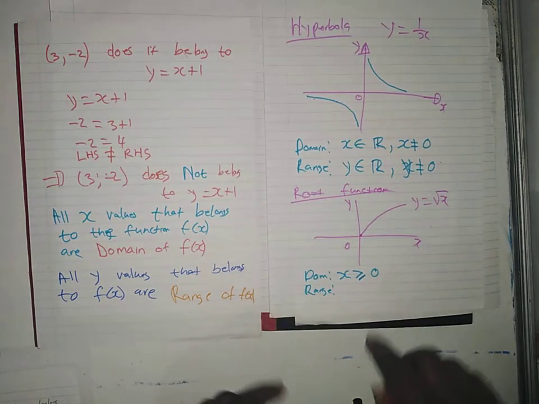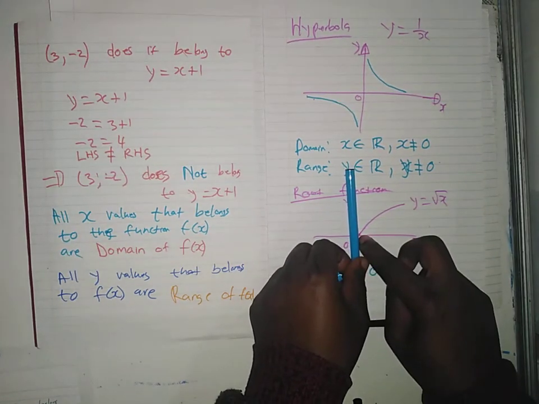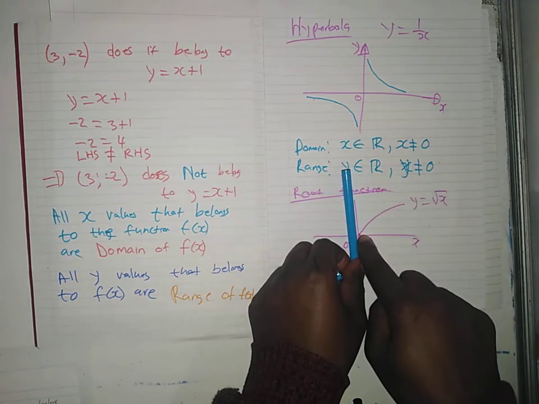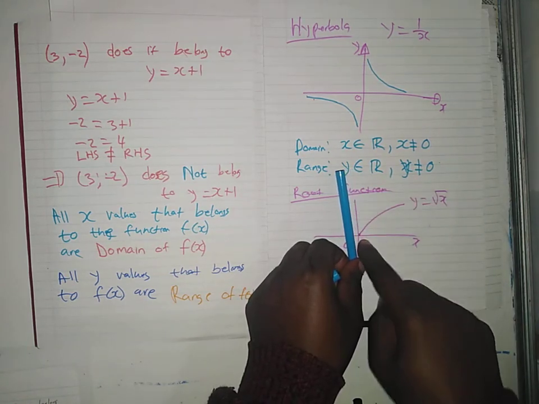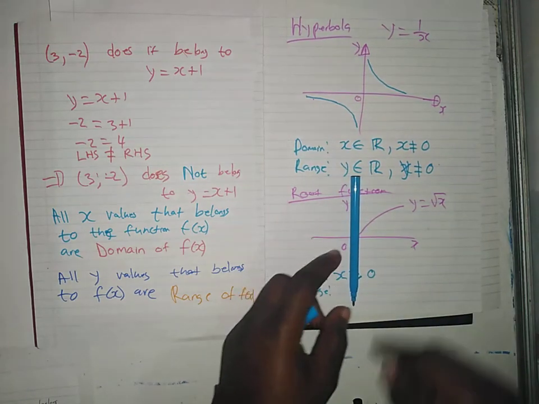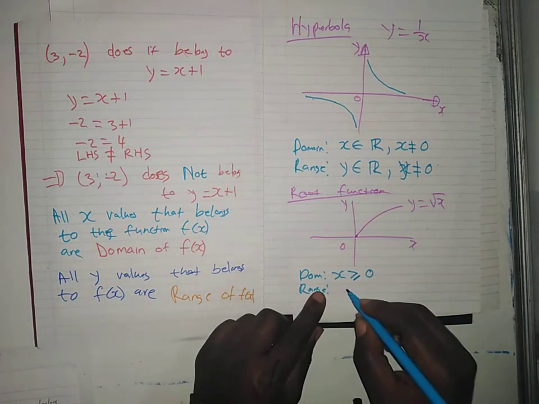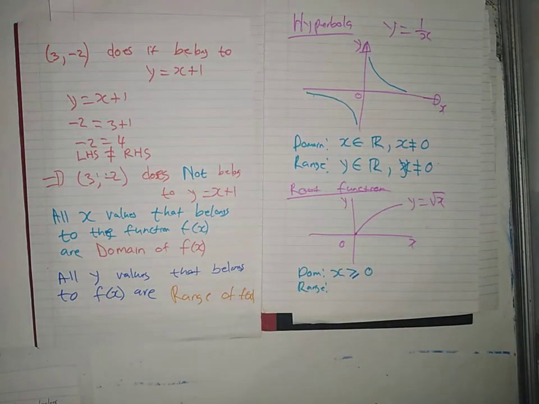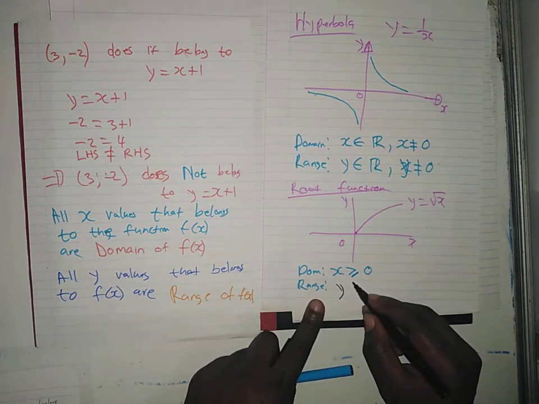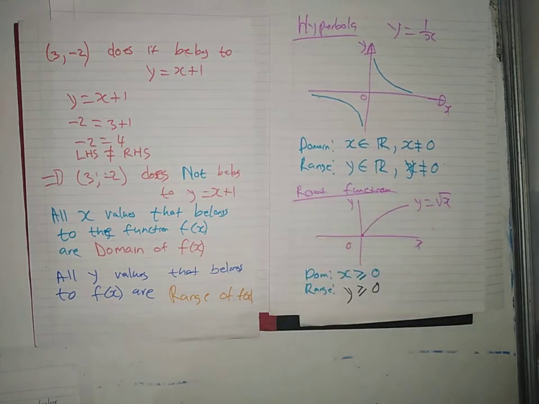Okay, now let's look at the range. The range is y. You can see it's y from 0 upward. From 0 down to negative, we don't find anything. It doesn't touch this graph. So the range here is y, which is greater than or equal to 0.